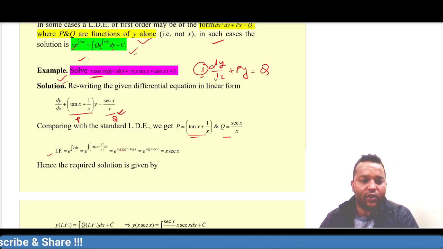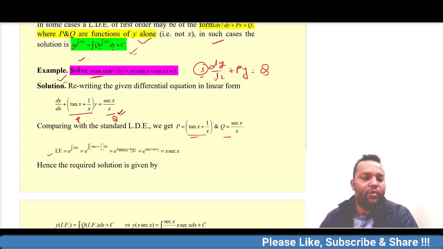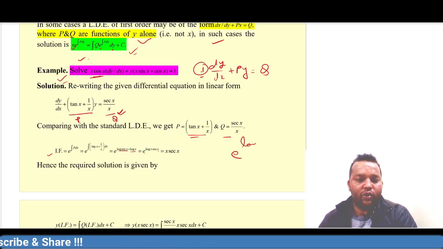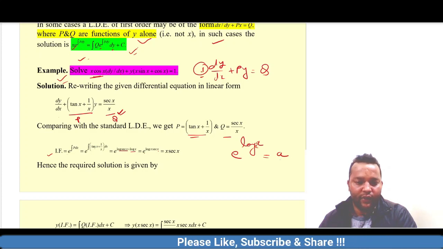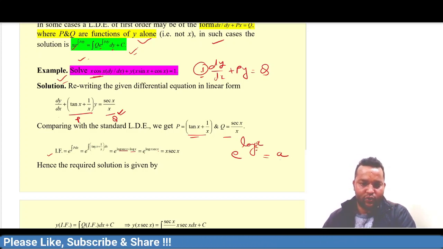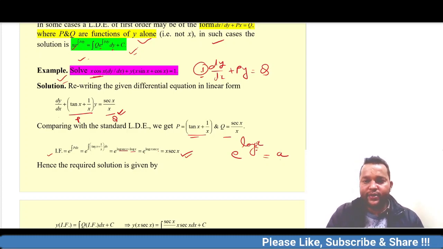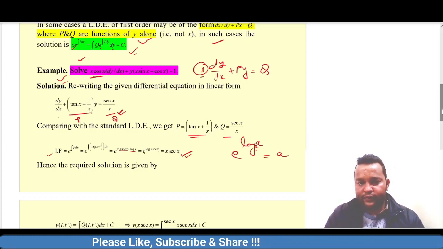Integration of tan x is log sec x and integration of 1 over x is log x. So by using the property of logarithmic functions, e raised to the power log m plus log n is equal to e raised to the power log of m times n. And additionally we know that e raised to the power log a is equal to a, where the base of the log should be e. So therefore the integrating factor is x sec x.